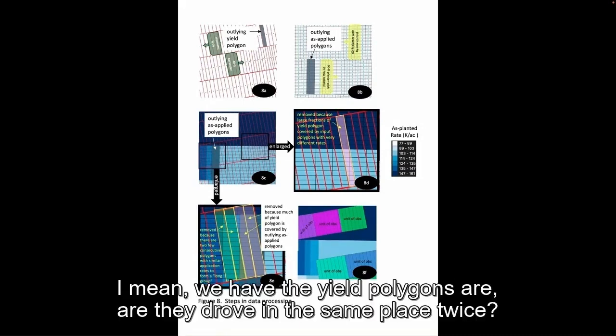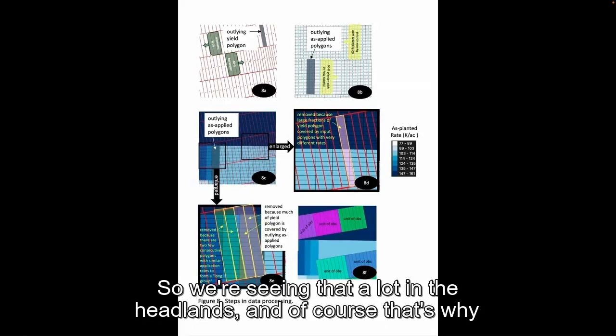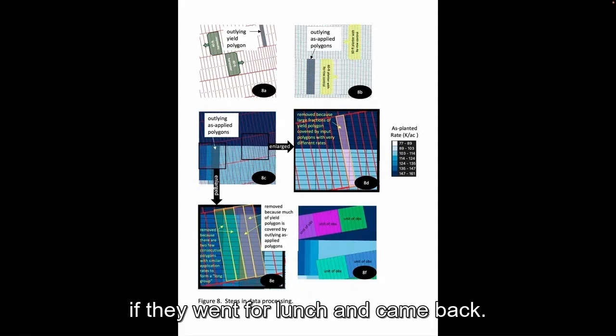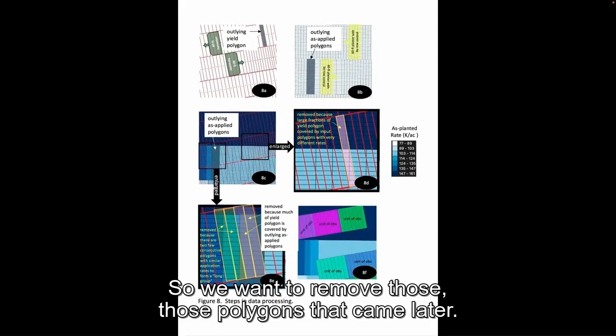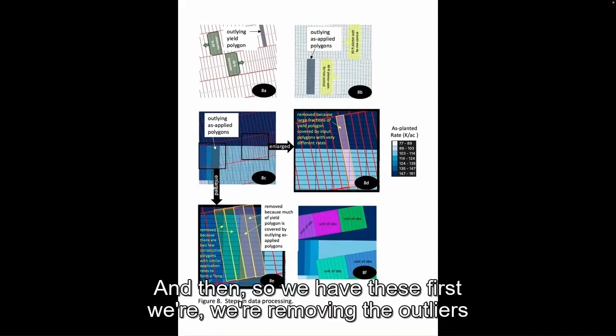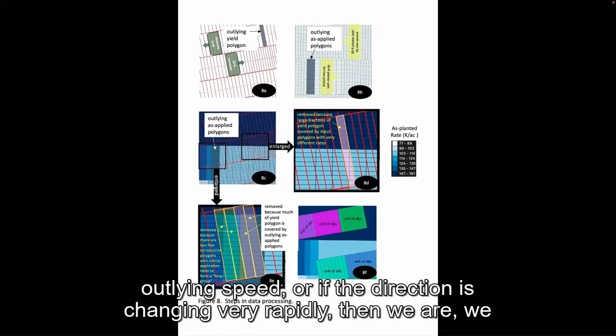Overlap in yield data. I mean, we have the yield polygons, they drove in the same place twice, right? So we're seeing that a lot in the headlands, and of course that's why we're removing them. But we can also see it in the middle of the field if they went for lunch and came back. So we want to remove those polygons that came later. And then first we're removing the outliers, as we said, if there's an outlying yield observation, or if there's an outlying speed, or if the direction is changing very rapidly.